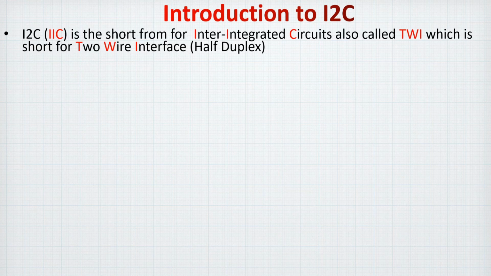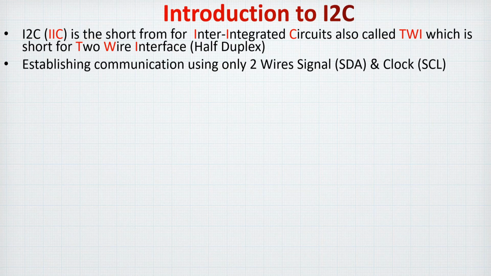First of all, the I2C is sometimes written IIC, and this is short for inter-integrated circuit. Sometimes you can also find it called TWI, which is two-wire interface, and this is a half duplex, meaning that it uses only one wire at a time for the communication. The communication is established using two wires: SDA, the signal wire, and SCL, the clock wire.